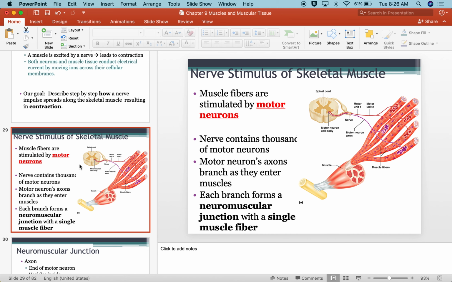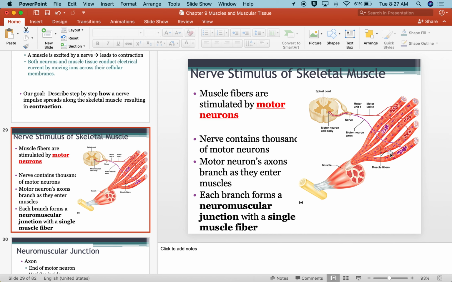All right, so a nerve contains thousands of motor neurons. One single nerve can have several branches within it. A motor neuron's axons branch as they enter the muscle. You can see here we have some branching, motor unit 1, motor unit 2, and each one of these motor units is going to be in charge of several muscle fibers. Depending on how precise those muscles need to move, you'll see less branching and more motor units dedicated to an area that needs to move better.